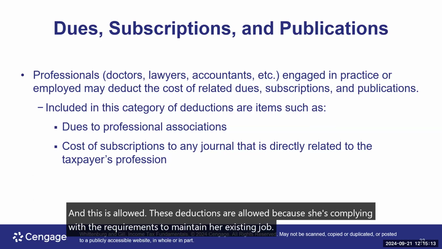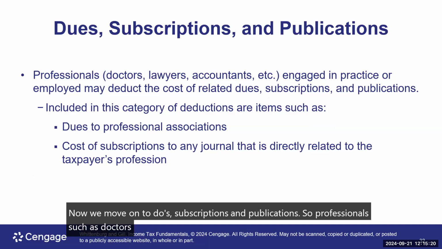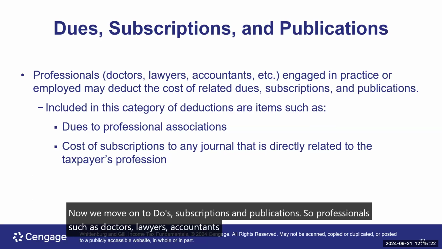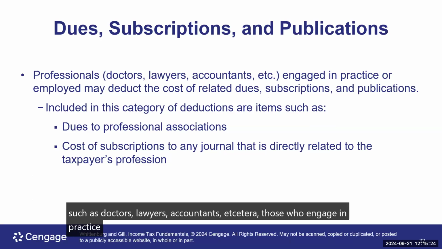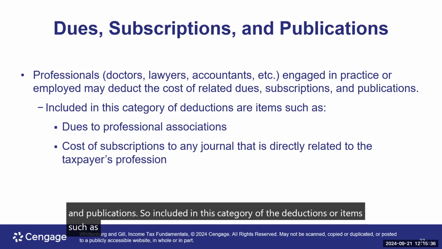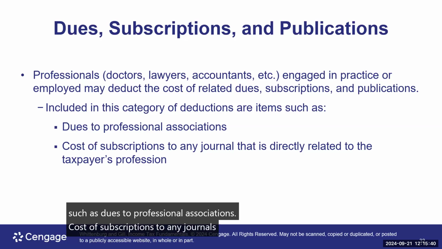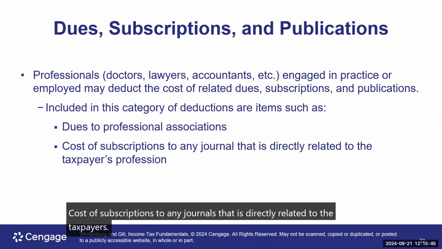Now we move on to dues, subscriptions, and publications. Professionals such as doctors, lawyers, accountants, etc., those who engage in practice or are employed, may deduct the cost of related dues, subscriptions, and publications. Included in this category of deductions are items such as dues to professional associations and the cost of subscriptions to any journals that are directly related to the taxpayer's profession.